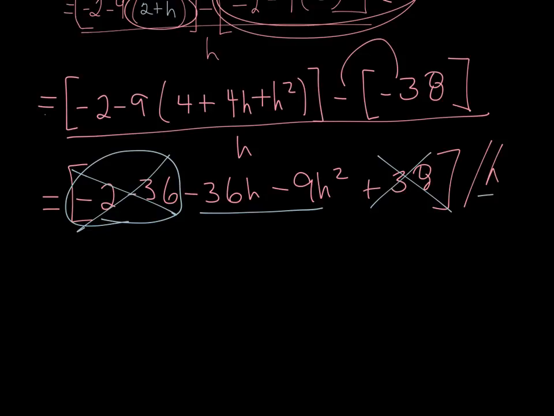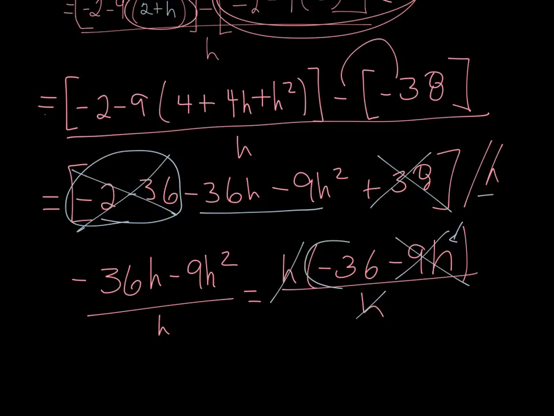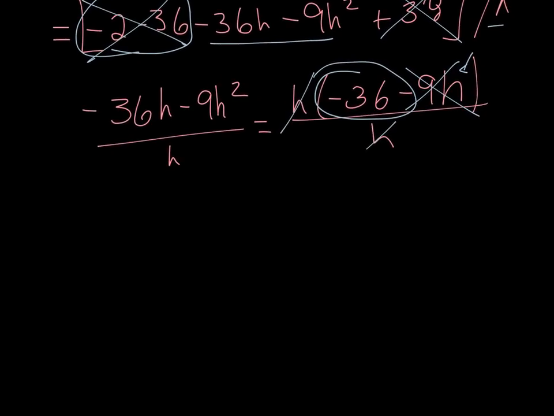So let's just rewrite this to make it look a little better. I have -36h minus 9h squared over h. This is the step where you factor out an h. And the reason why is, bam, you want to do that. Then you let h approach 0. That's my slope. So I end up with a slope, m equals -36. That is the slope at the point 2, -38.